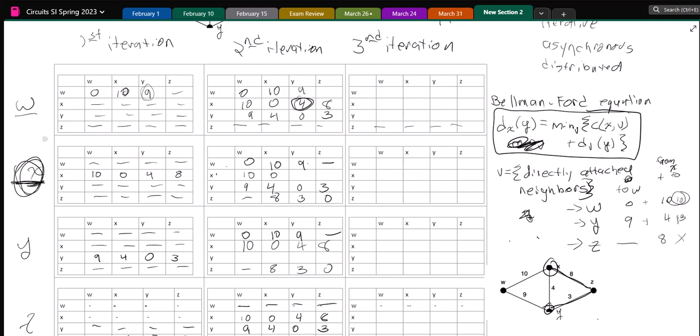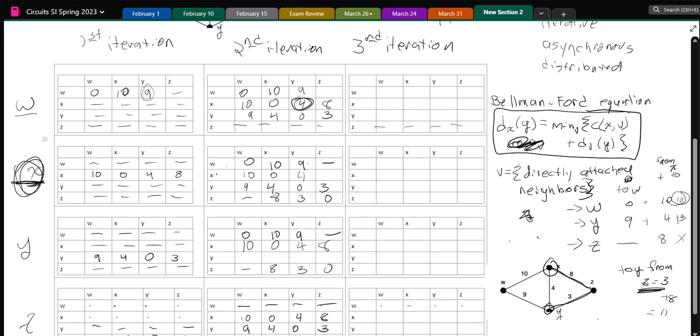But then we would have to know, well, how much does it cost to get, so we see that to get to y from z is 3. But I'm on node x, so now I need to see, well, how much does it cost to get to z? To get to z from x was 8. So I'd add those together and I would get 11. So 11 is more than 4, so I'm going to keep 4. I'm going to have 4.